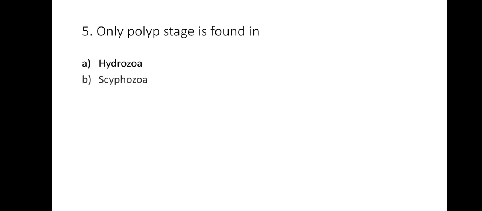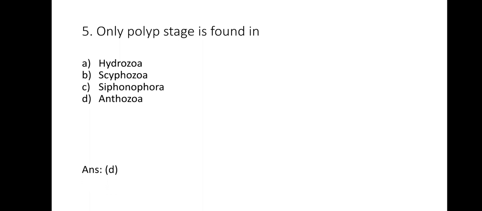Fourth one, medusoid form is dominant in Hydrozoa, Scyphozoa, Anthozoa, none of the above. And what might be the correct answer? The answer is B, Scyphozoa, cup-like animals or umbrella-shaped animals. Only polyp stage is found in Hydrozoa, Scyphozoa, Siphonophora, Anthozoa. Polyp stage, only polyp stage, no medusoid stage at all. D, Anthozoa, because in Hydrozoa you find medusoid and polyp stages. Okay, Anthozoa only polyp, no medusoid form at all.